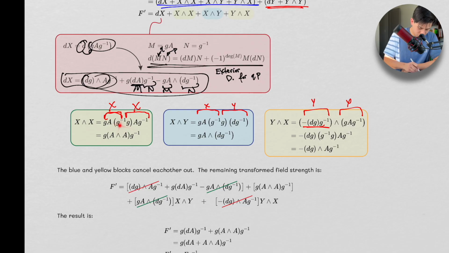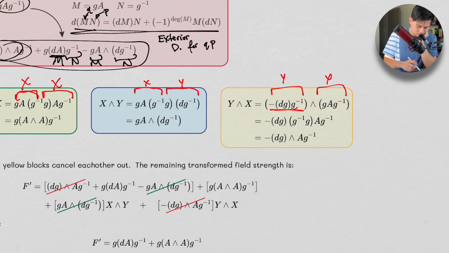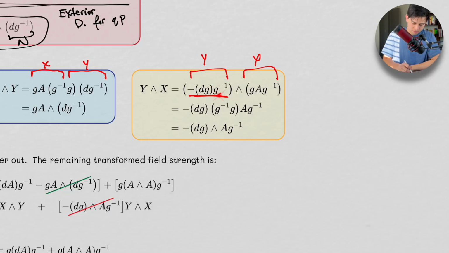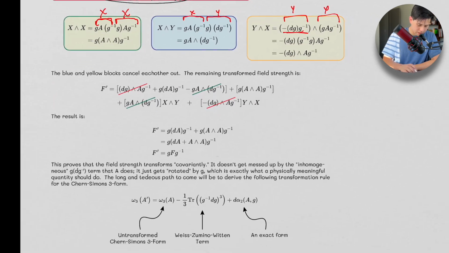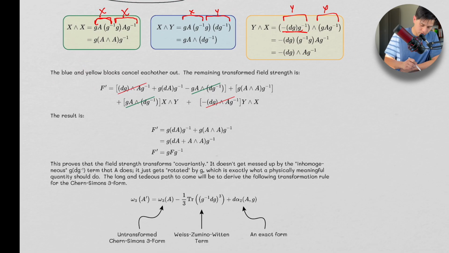So G inverse with G, that's just going to be 1, or identity, and so we get this. Same thing here, G inverse with G. That's going to give us this thing right here, and then G inverse with G again. And so we can see how this all sort of works out. The yellow and blue box don't cancel each other out. That was a mistype on my part. We end up with the remaining transformed field strength, this thing here.